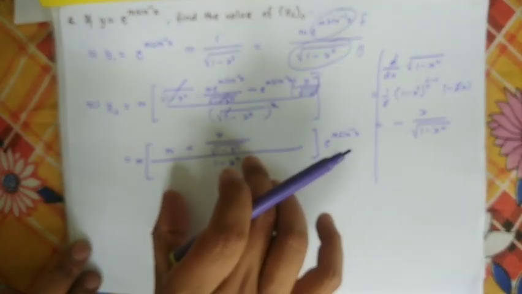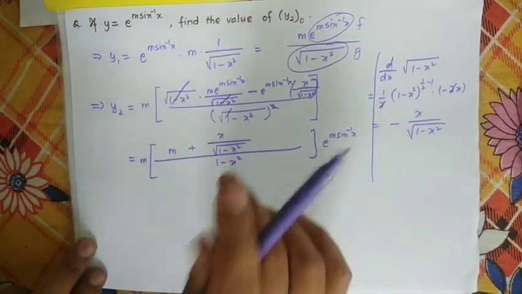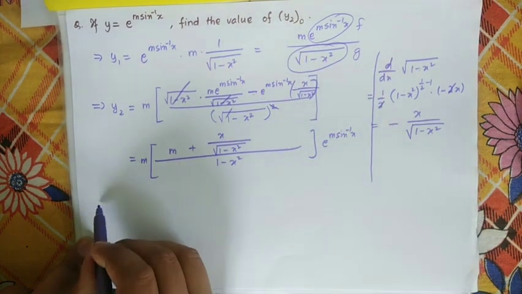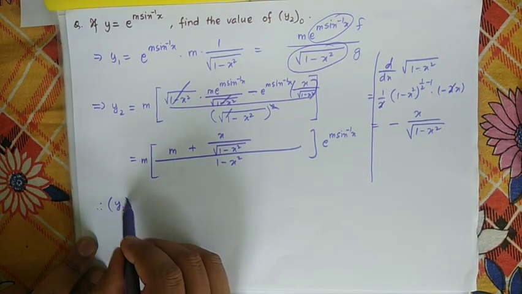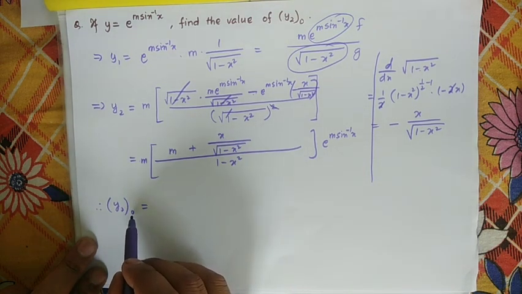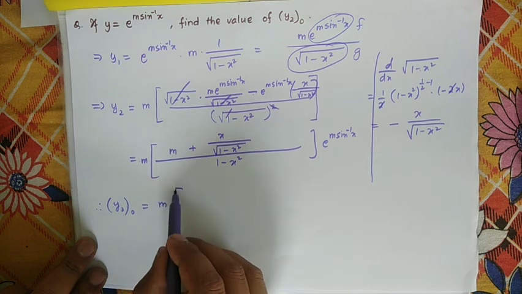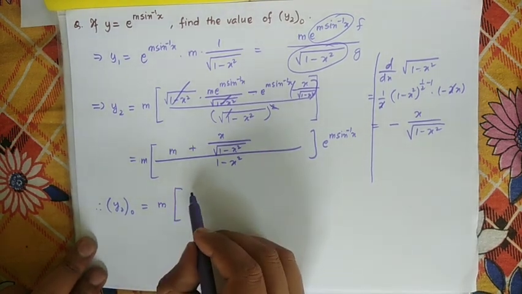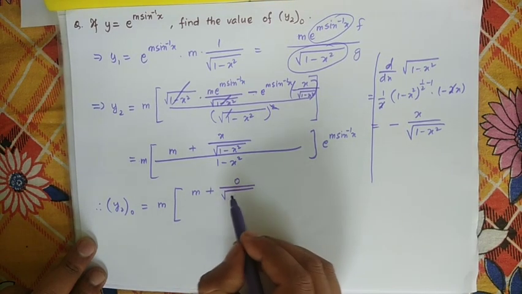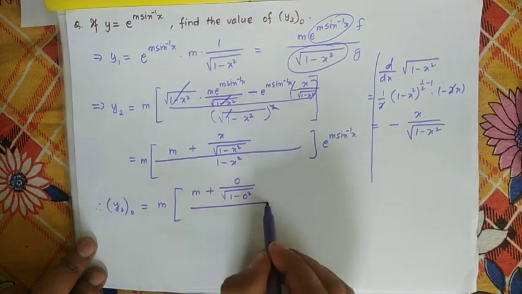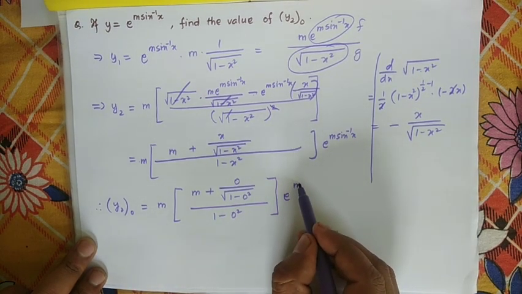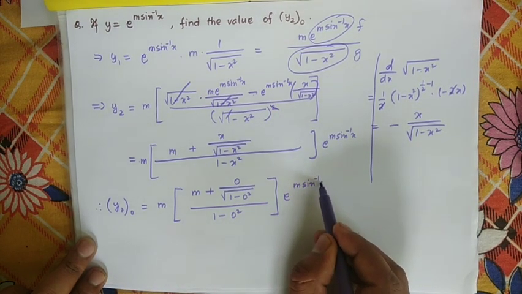Okay, so if you want to simplify this, you can simplify it further, but our aim is to find y2 at x equals 0. So y2 at x equals 0 is going to be, wherever x is there I'll put 0. So I have m into (m plus 0) by root over (1 minus 0 square) by (1 minus 0 square) into e to the power m sine inverse 0.